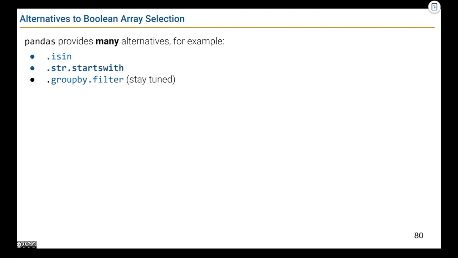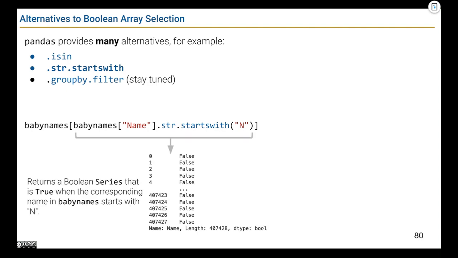Similarly, sometimes I'm interested in a specific string, so maybe I want all the values that start with the name n, all the rows that have baby names that start with n, and this .str.startswith allows us to look for that. And as I mentioned, we'll look at the group by filter in a future video. So to close this out, I'm going to have you try a practice exercise.